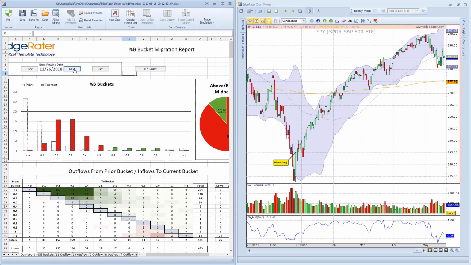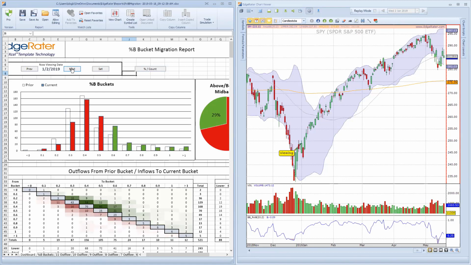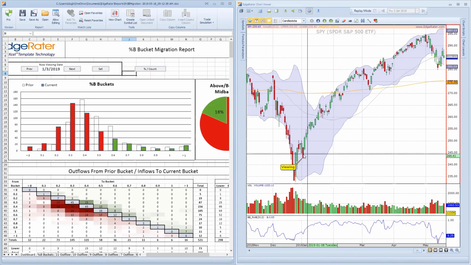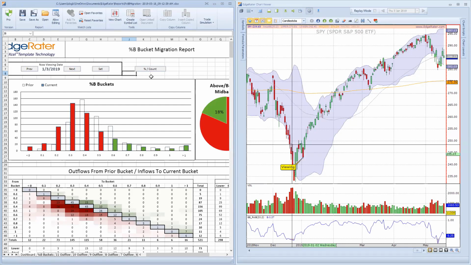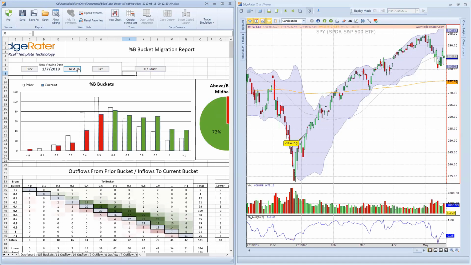Now, as we go through, we're seeing where these stocks are coming from. Just look at the shaded areas here. We're getting movement from the lower buckets to the upper buckets. Now we're having a little bit of a retrace here. You can see this is the bar we're looking at over here. A little bit of a retrace. Okay, but now we get a shift in the migration. So migration is now continuing higher.